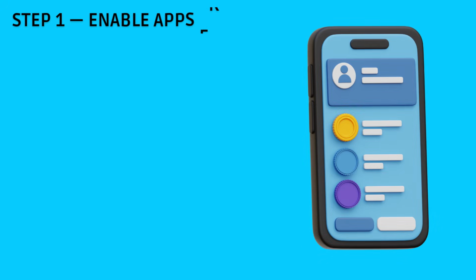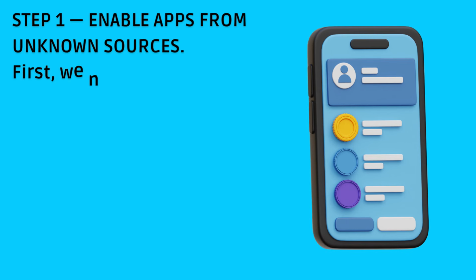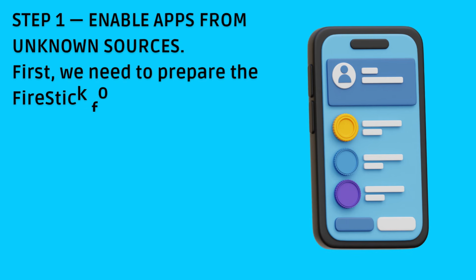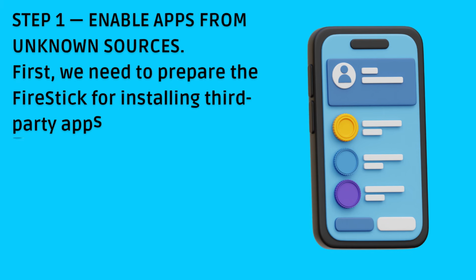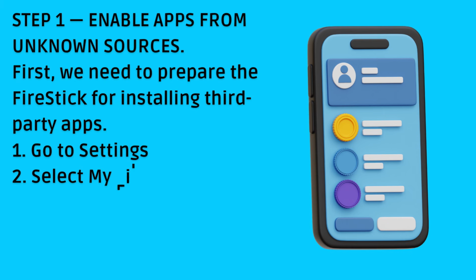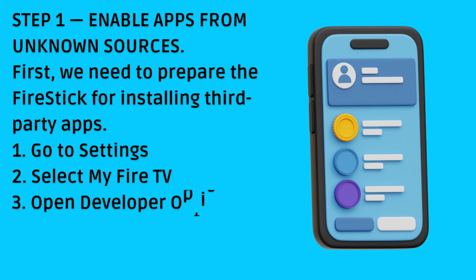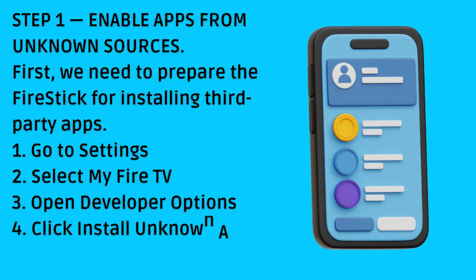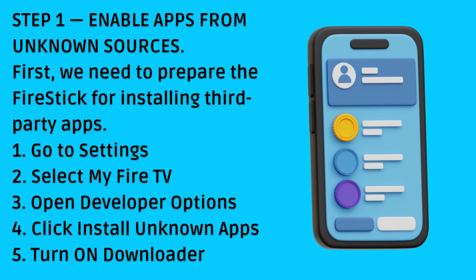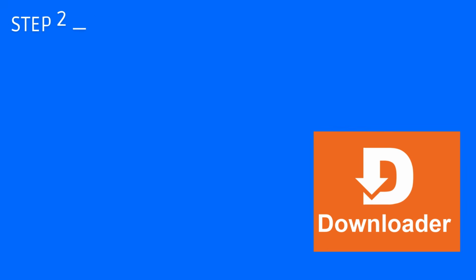Step 1. Enable apps from unknown sources. First, we need to prepare the FireStick for installing third-party apps. 1. Go to Settings. 2. Select My Fire TV. 3. Open Developer Options. 4. Click Install Unknown Apps. 5. Turn on Downloader.